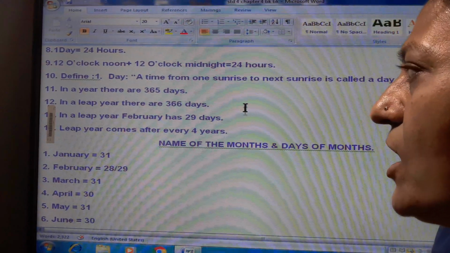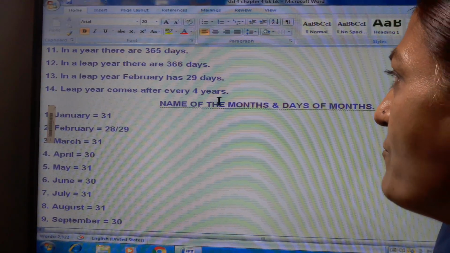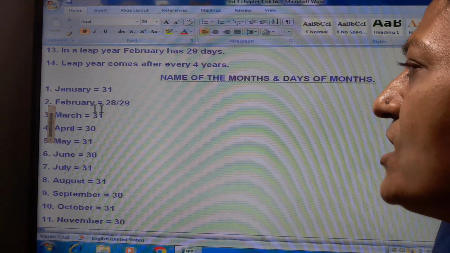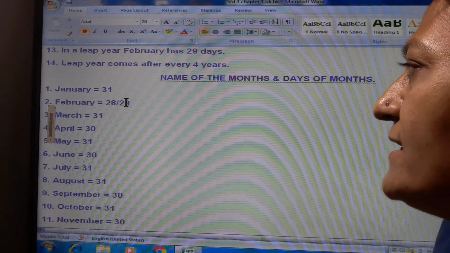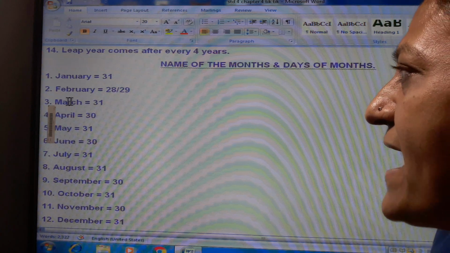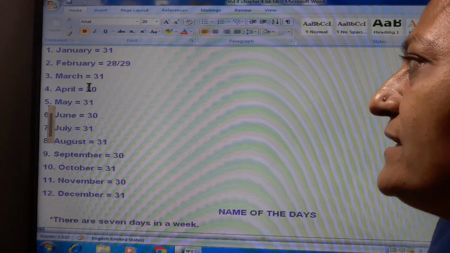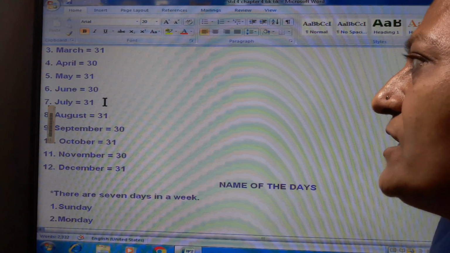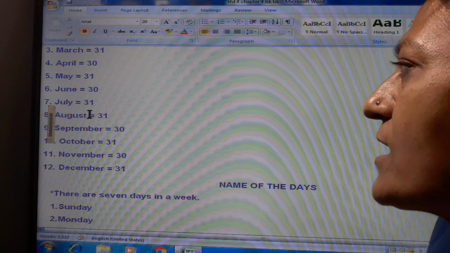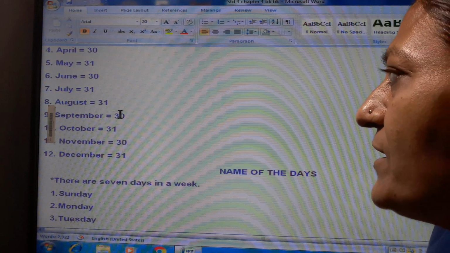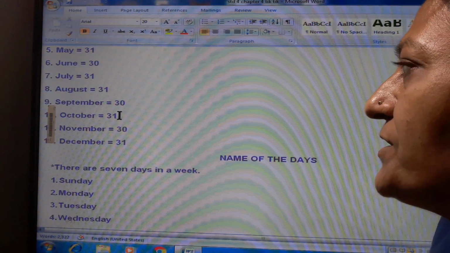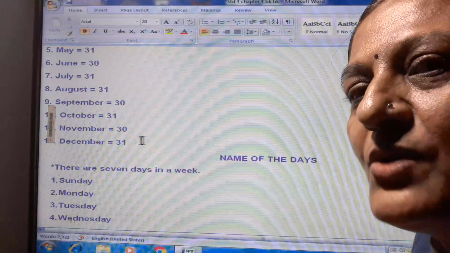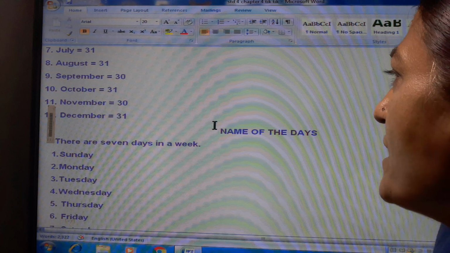So this way, take all the important points. Now the names of the months and days of the month. January has 31 days, February 28, and in a leap year 29 days. March 31 days, April 30, May 31, June 30, July 31, August 31, September 30, October 31, November 30, and December 31 days.